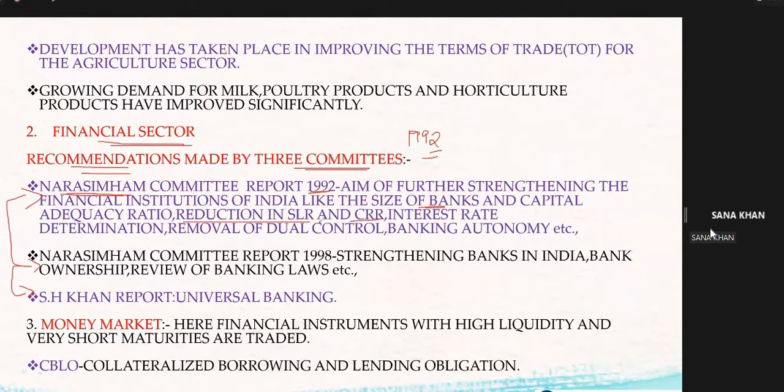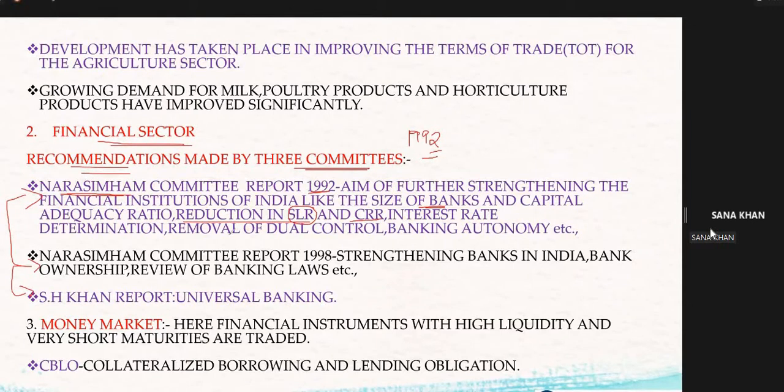Okay, this we will discuss in the next unit. So you all know better than me what SLR and CRR are. If you are reducing the rate of SLR, that is how much the commercial banks have to maintain as reserves with the RBI and with their own individual banks, then if you are cutting it down, that means you are bringing more money into the economy.